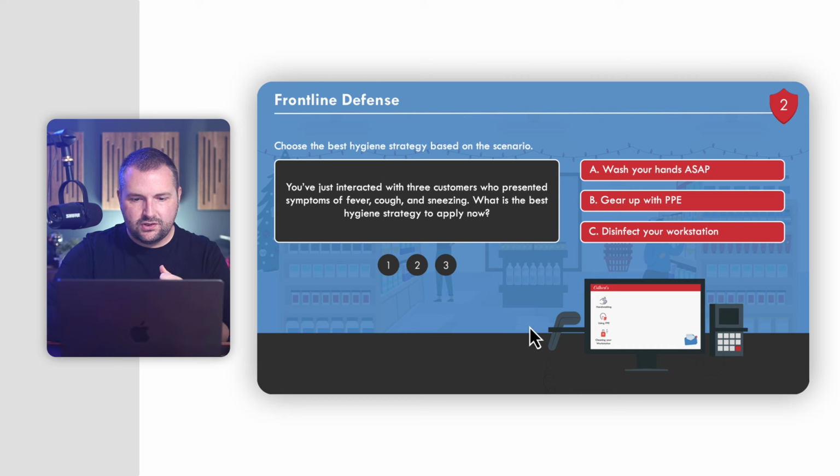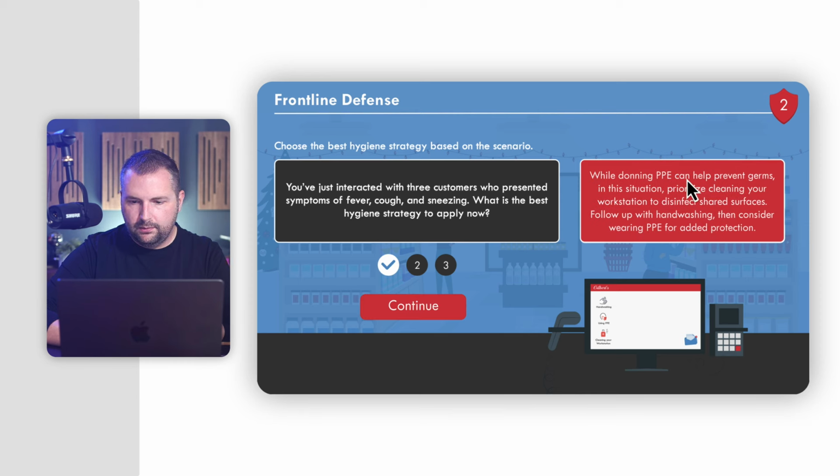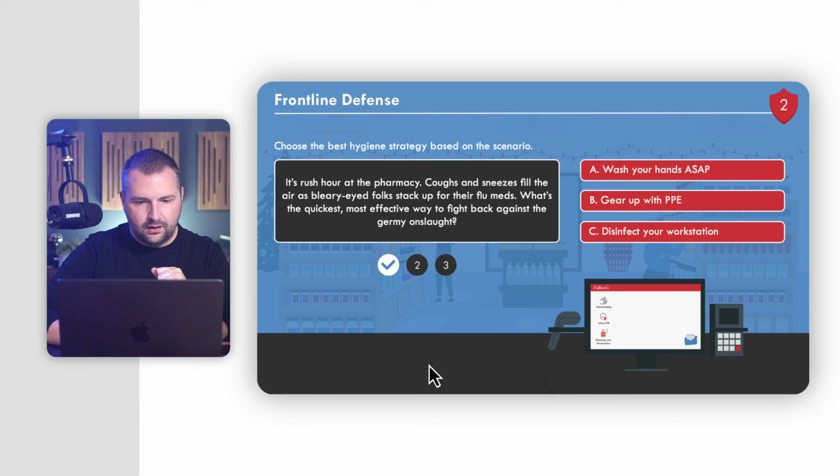I like that. Let's defend the front line. Okay, choose the best hygiene strategy based on the scenario. You've just interacted with 3 customers who present symptoms of fever, cough, and sneezing. What's the best hygiene strategy to apply? I don't know, gear up with PPE? Donning PPE can help prevent germs, but in this situation, prioritize cleaning your workstation to disinfect shared surfaces, follow up with hand washing, and then consider wearing PPE. All right, very good. We'll continue.